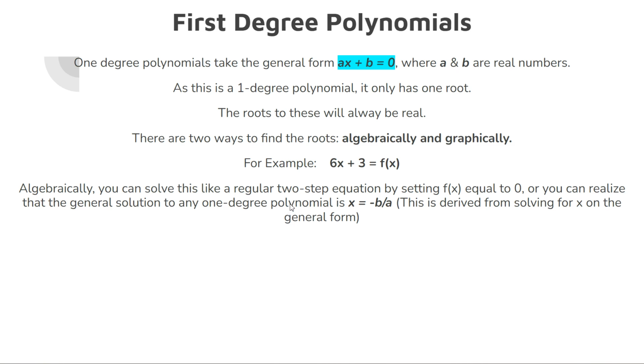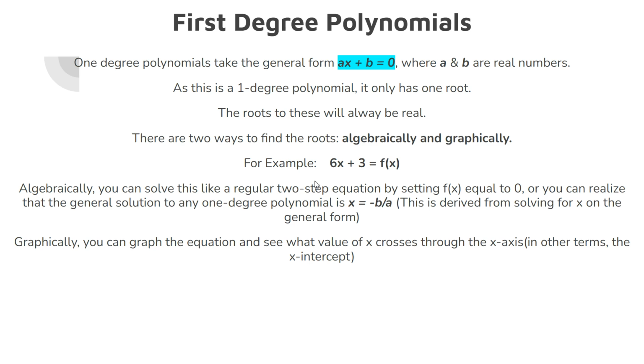Algebraically, you can solve this like a regular two-step equation by setting f of x equal to 0, or you can realize that the general solution to any first degree polynomial is x equals negative b over a. This is derived from solving for x on the general form. If you were to take the general form highlighted up here in blue, ax plus b equals 0, and solve for x, you would get x equals negative b over a.